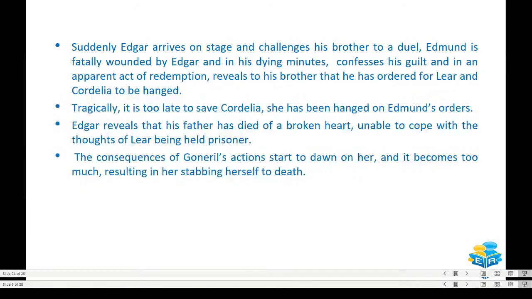So in the space of a couple of pages, you see the death of Gloucester, you see the death of Edmund, you see the death of the fool, you see the death of Regan, you see the death of Goneril as well.